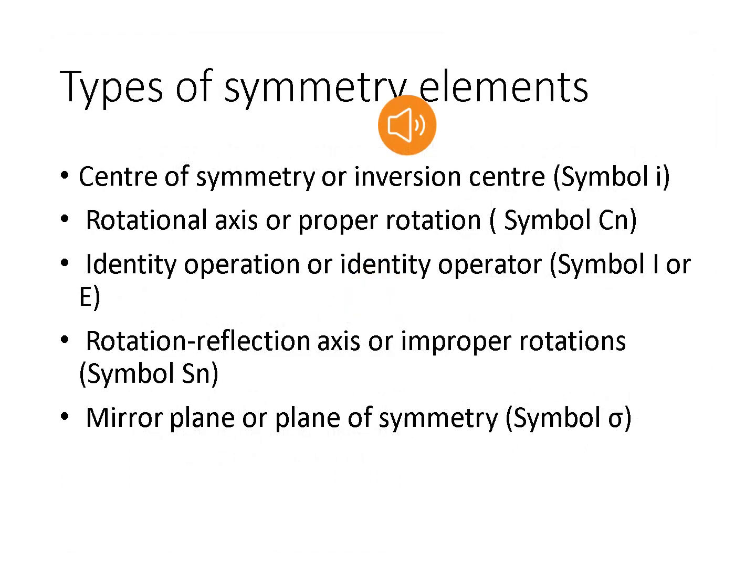We have already discussed that there are five types of symmetry elements, as we discussed in the previous lectures. The first is the center of symmetry or inversion center. Second is the rotational axis or proper rotation. Third is the identity operation, and the fourth is improper rotation and the mirror plane or plane of symmetry. These are the five types of symmetry elements, but here we discuss only one type, which is the center of symmetry or the inversion center.